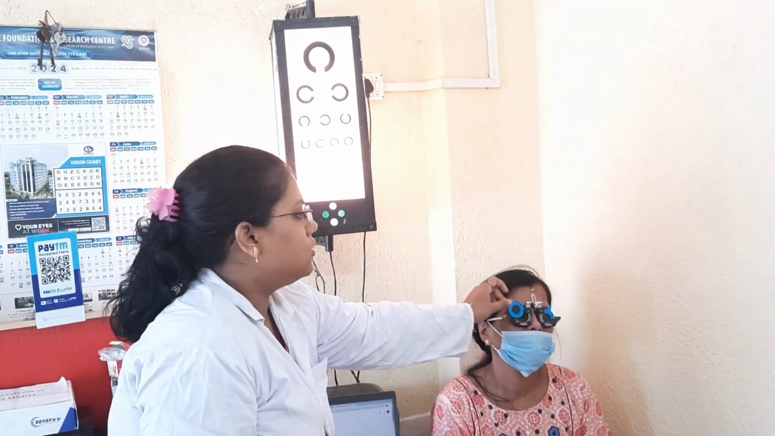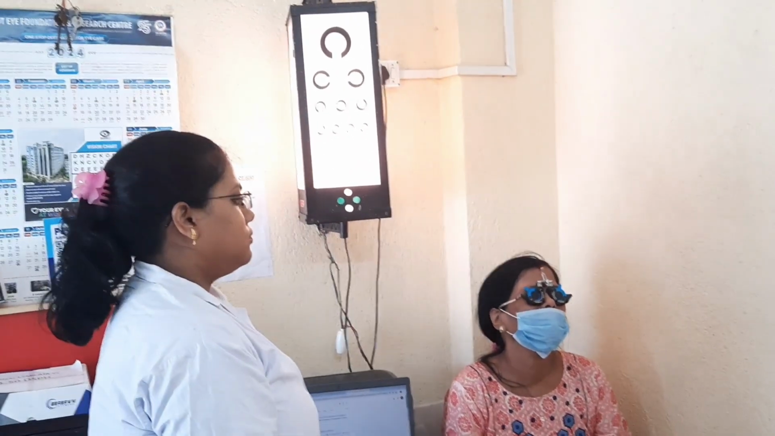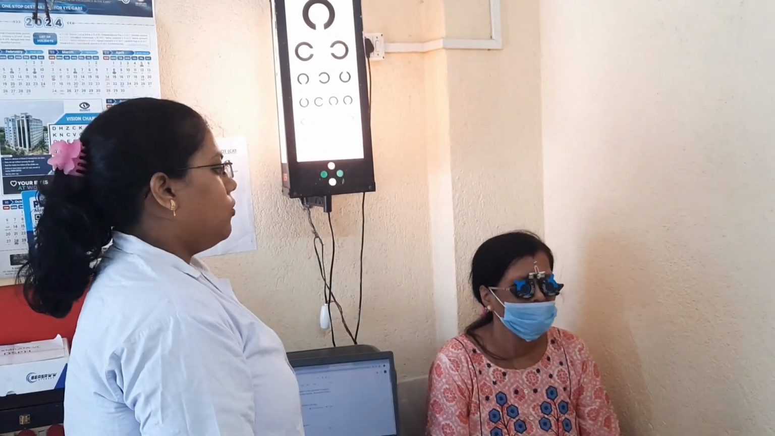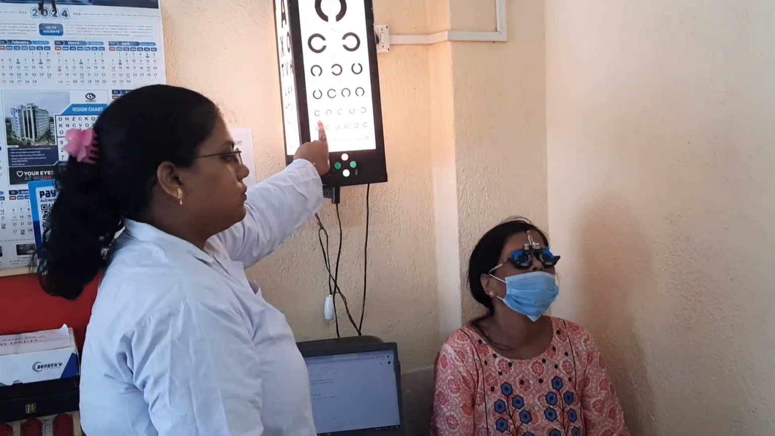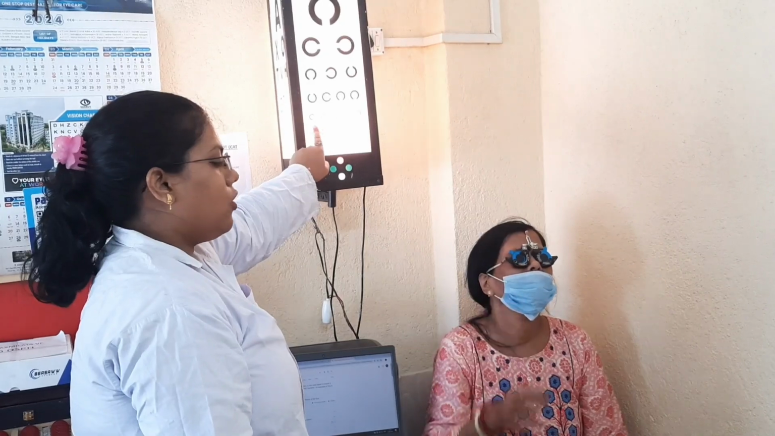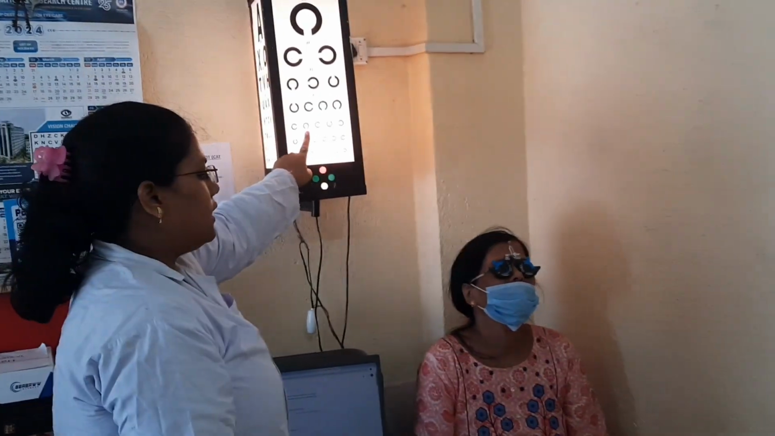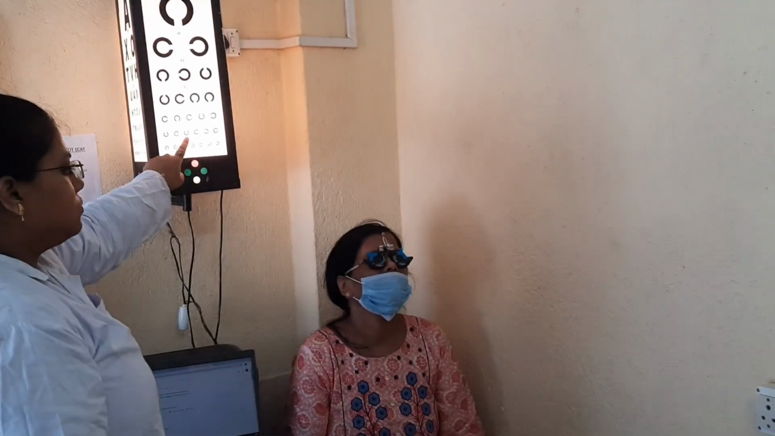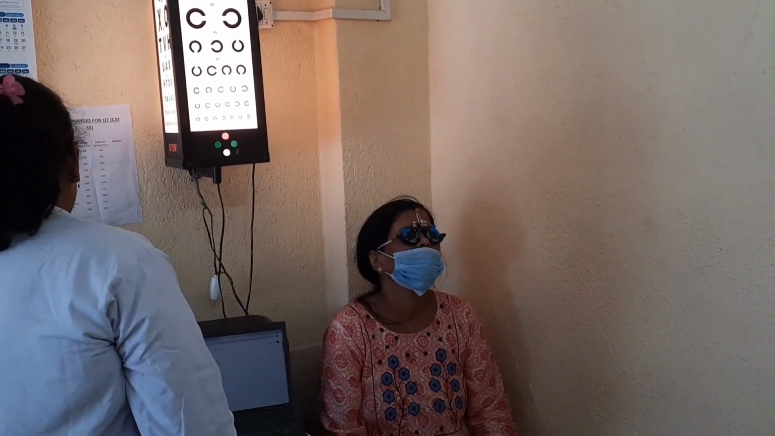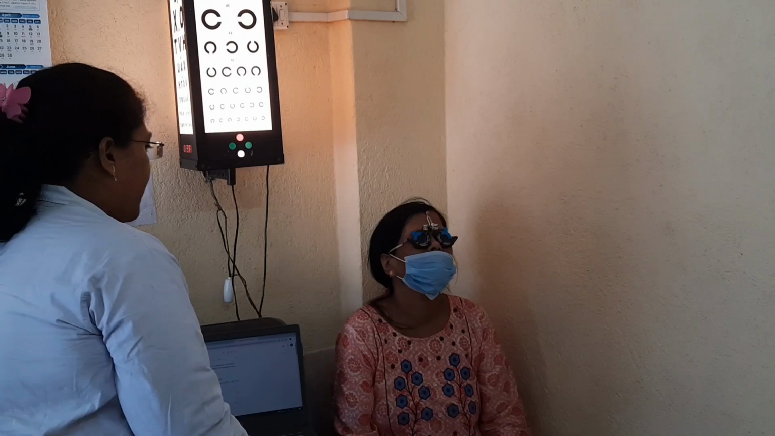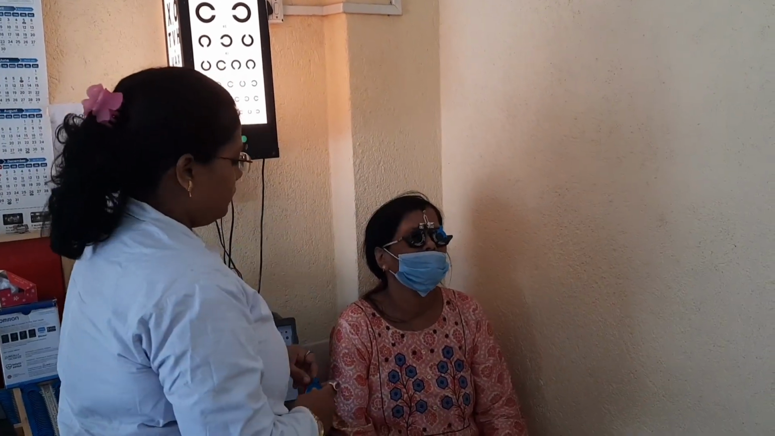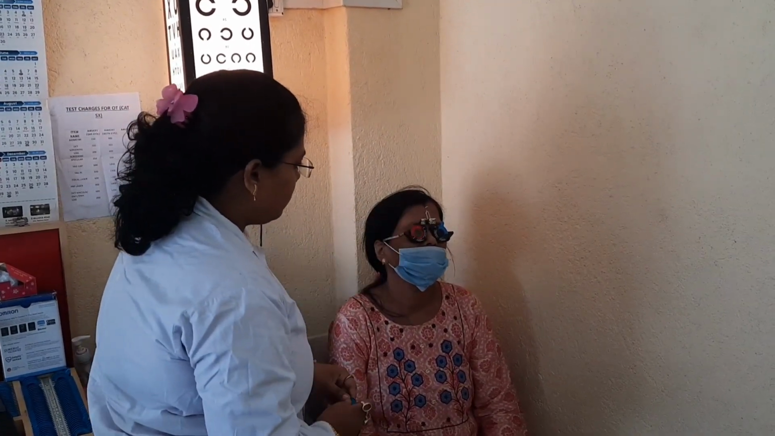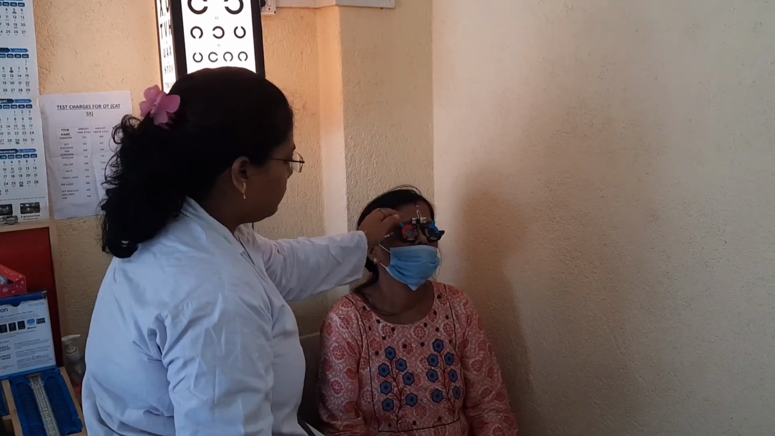For this patient, the visual acuity for right eye is 6 by 60 for distance and left eye visual acuity is 6 by 36 partial for distance. So I performed the pinhole test for the patient, and by placing the pinhole visual acuity increased: for right eye it is 6 by 6 and left eye is 6 by 9, which indicates presence of refractive error for distance and near.